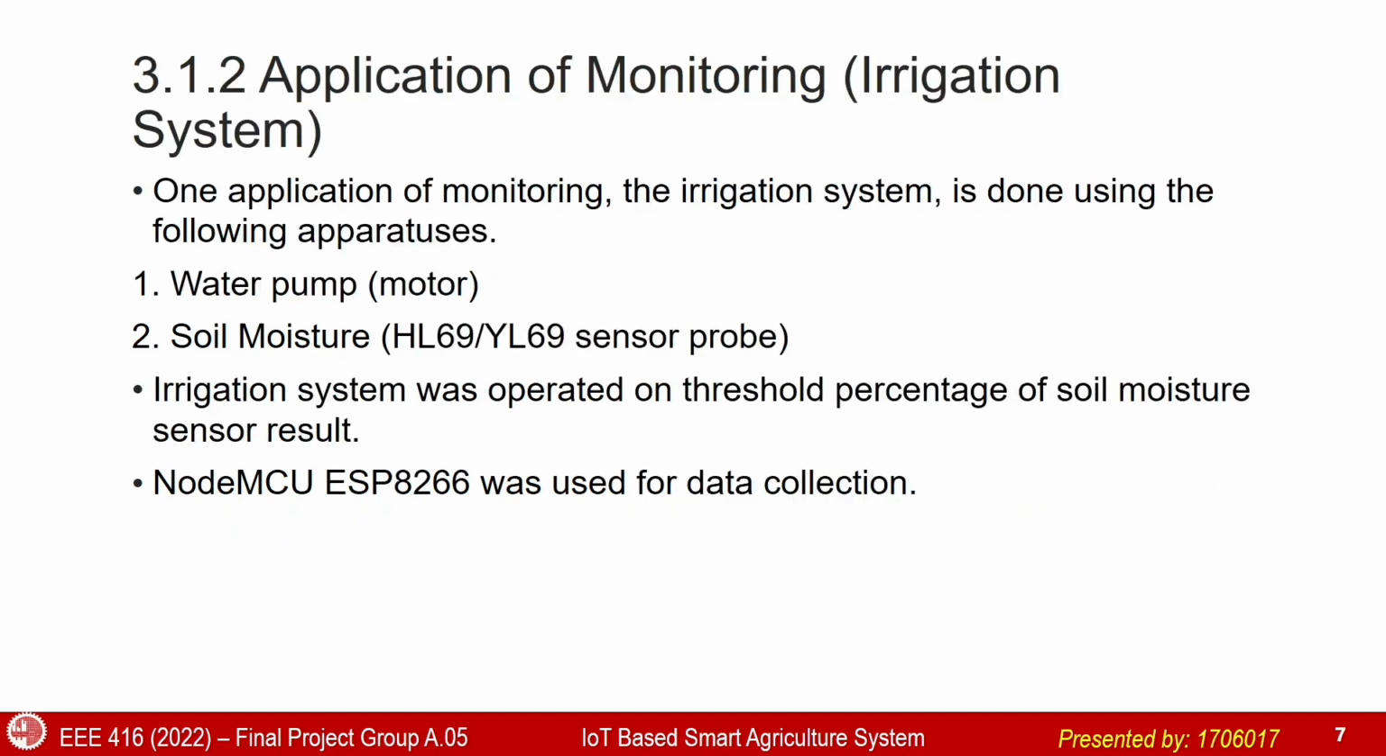For the application of monitoring part, one application of monitoring the irrigation system is done using the following apparatus. Water pump was used as motor, and the irrigation system was operated on threshold percentage of soil moisture sensor result. And finally, Node MCU ESP8266 was used for data collection.